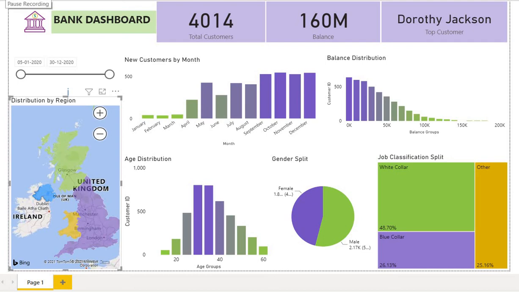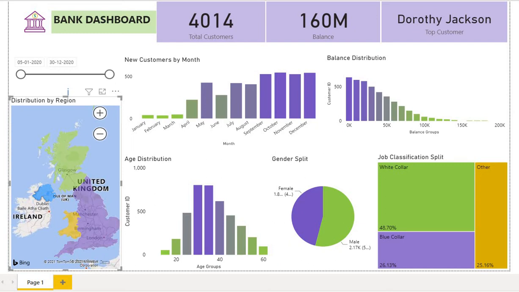Hello everyone. After creating my first dashboard in Tableau and also after getting amazing responses for the same, here I am with yet another dashboard, but this time using Power BI. So let's quickly have a walkthrough of my bank dashboard.